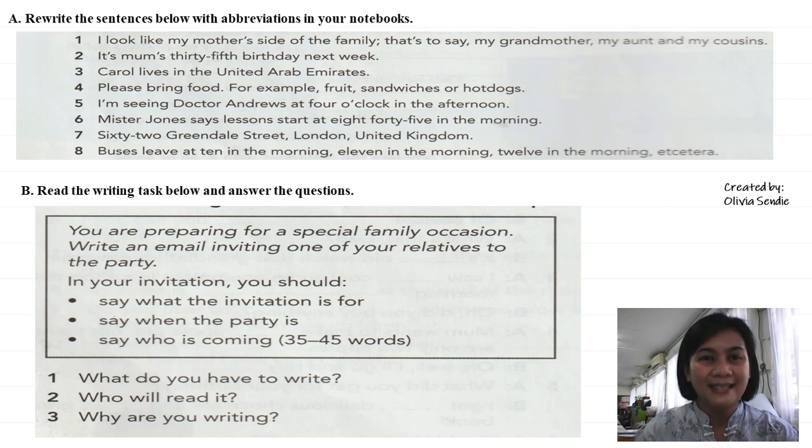Okay, are you done? Now, look at question number 1. What do you have to write? So, what do you have to write? You have to write, correct, an email. Correct. Now, please copy the question, the 3 questions, and answer it in your exercise book. Okay?